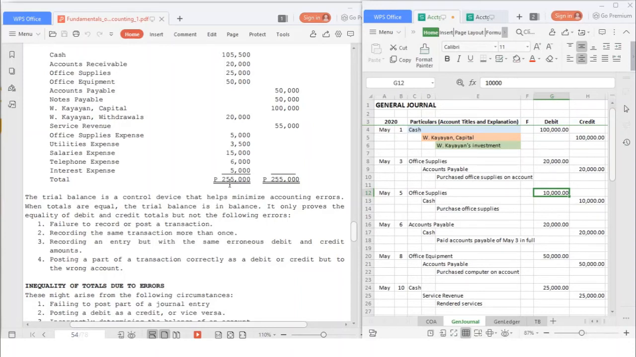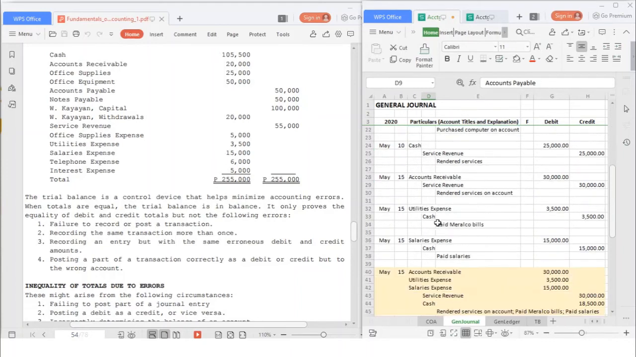Then, another is posting a part of a transaction correctly as a debit or credit but to the wrong account. So, for example, wrong account, for example, instead of what you did here, it is here, the accounts receivable.